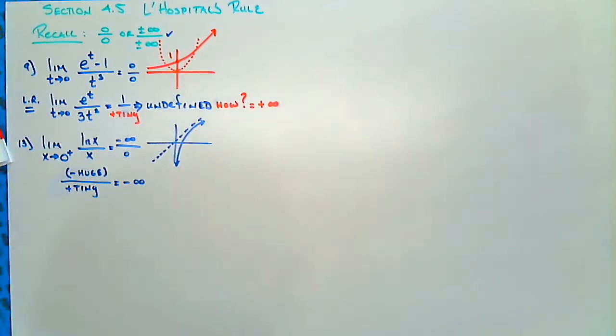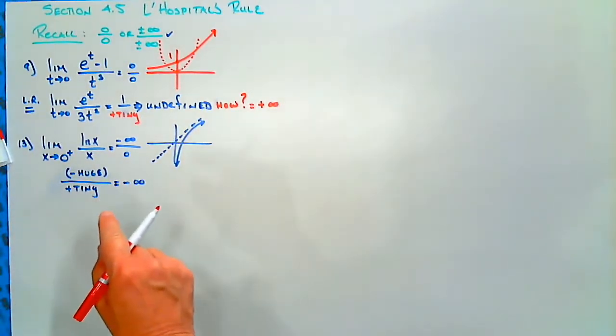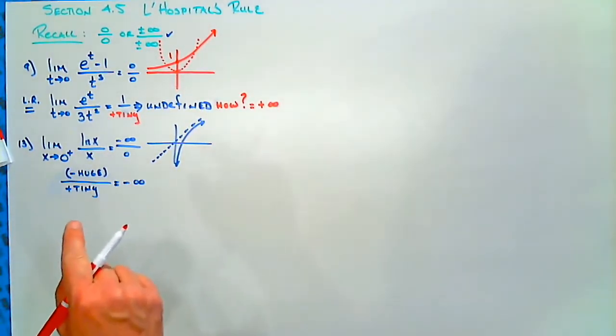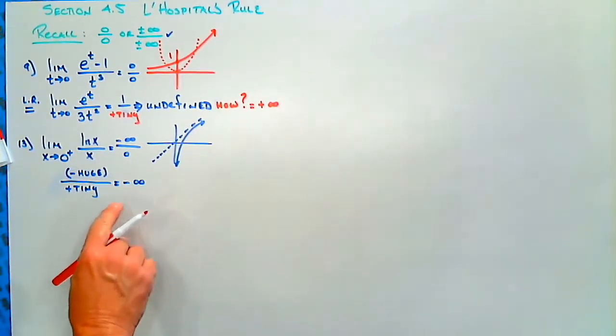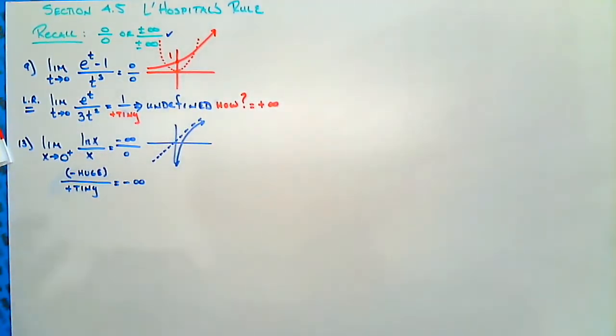So a better answer to problem 9 is not going to be undefined, because that leaves the question, undefined how. A better answer to number 9 is going to be the limit is positive infinity. Just like down here, we worked this one out to negative infinity. All right, so let's take a look at another homework problem.